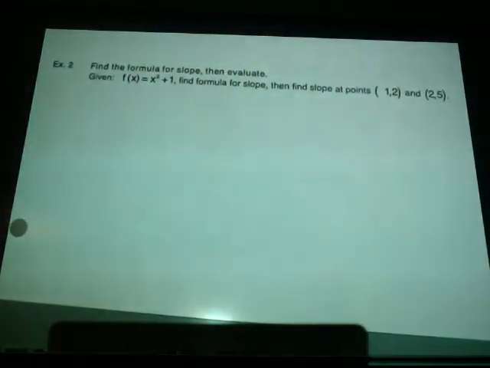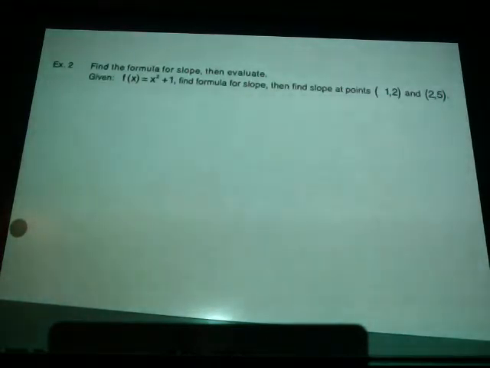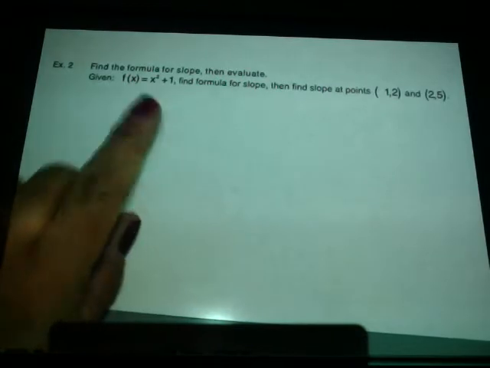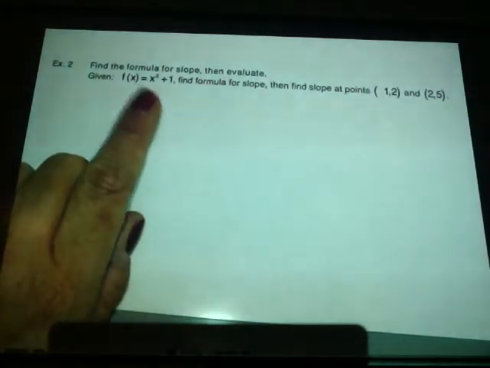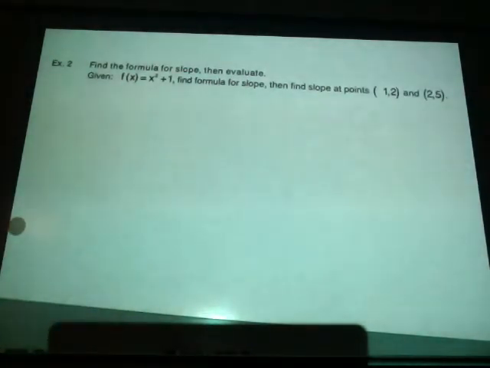Alright, so there we go. So we are going to find the formula for slope. Then we're going to evaluate it, given that the function is x squared plus 1, which is a parabola. Where's the vertex on this? It's at 0, 1, right? We're going to find the formula for slope and then find the slope at 2 different points, 1, 2, and 2, 5. So we're going to kind of do it twice.